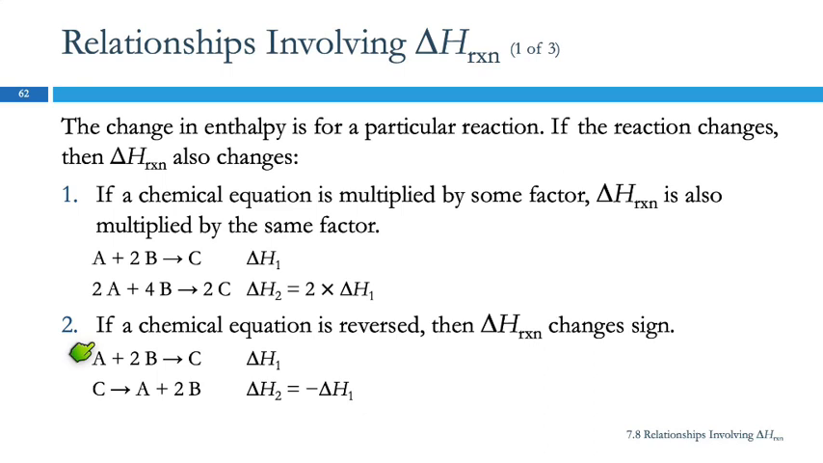If we reverse the chemical equation, then we change the sign on delta H. So here, going from A and B to C, we've got this value. If we run the reaction backwards, delta H has to have the opposite sign. If we burn the gasoline and it gives off energy, and then we found a way to unburn the gasoline, it would have to absorb that much energy, right? So the number's the same, but the sign is different.